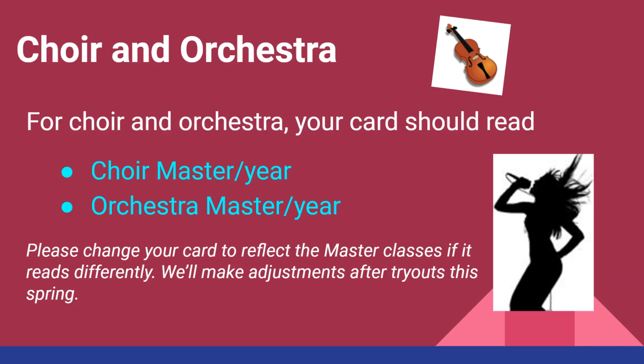For choir and orchestra classes, make sure you have choir master and the year you'll be in next year, or orchestra master with the year you'll be in next year. If your card doesn't say master class after it, then go ahead and change it to that. And then after tryouts in the spring, we'll make adjustments as needed.